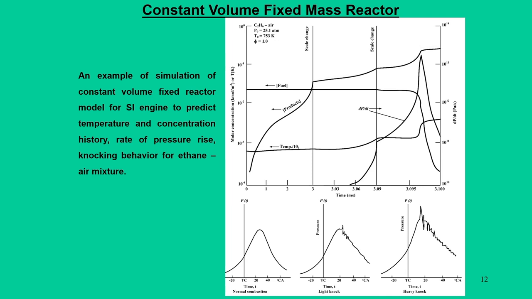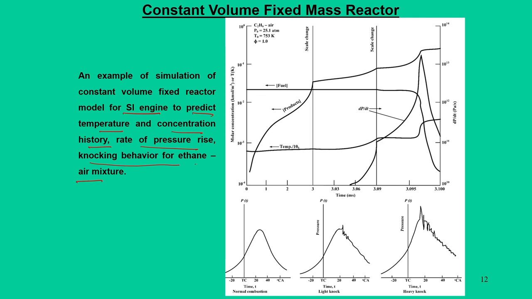Again, we are not going deep into the analysis, but to have some kind of philosophy or glimpse, an example or solution by solving a constant volume mass reactor, one can achieve some analysis. If you look at this particular plot, it shows how the reaction evolves in an IC engine, in particular an SI engine, to predict the temperature, concentration history, rate of pressure rise, and knocking behavior for an ethane air mixture.